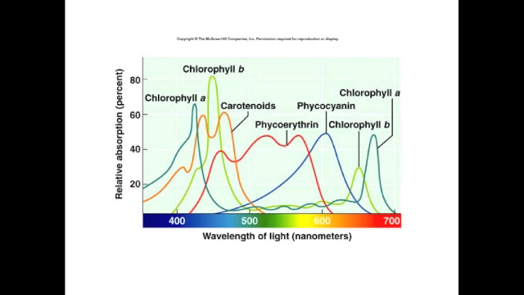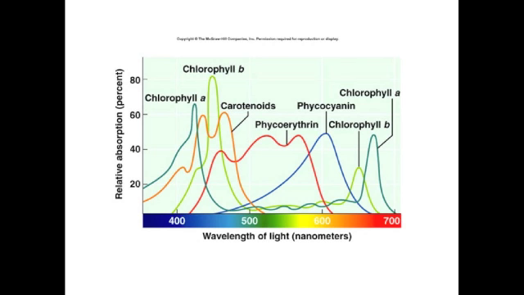So here's a diagram depicting many pigments that can be found in plants. On the x-axis we have wavelength of light in nanometers. Blue has that shorter wavelength, higher energy. Red has that longer wavelength, lower energy. And then on the y-axis we have relative absorption percentage.